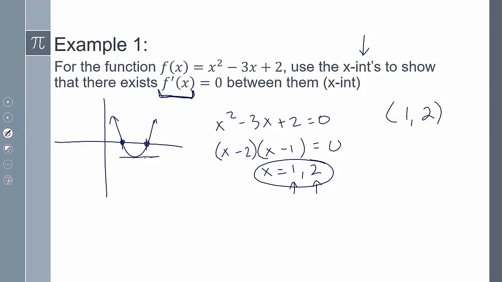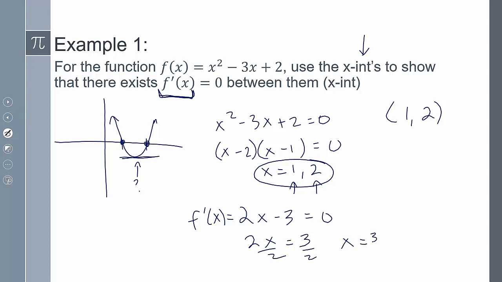So the question is, how do I find that? First I have to take the derivative. So f prime of x is going to equal 2x minus 3. Then you take that and set it equal to 0. So 2x equals 3, and x equals 3 halves. So at x equaling 3 halves, that's going to give me a slope of 0.